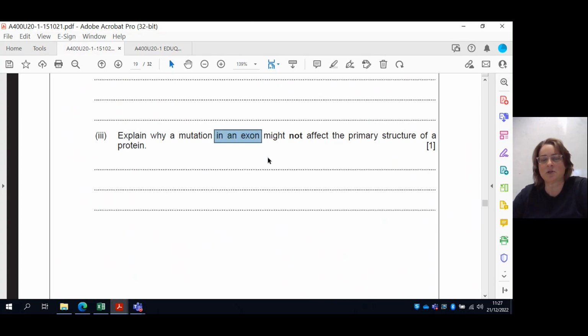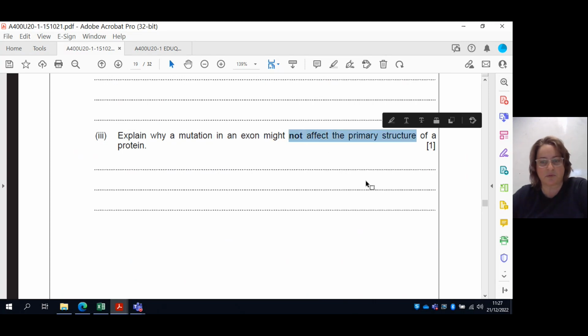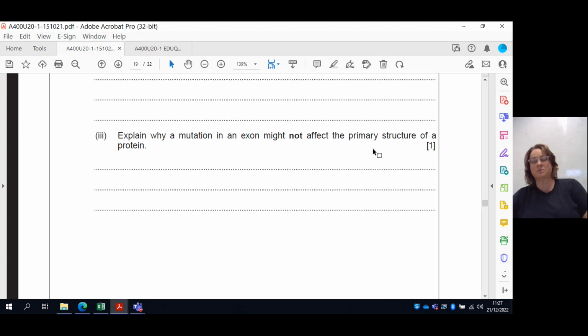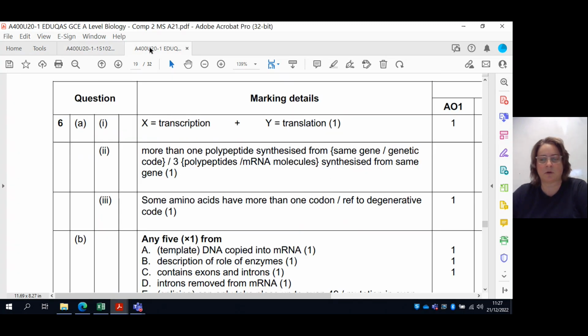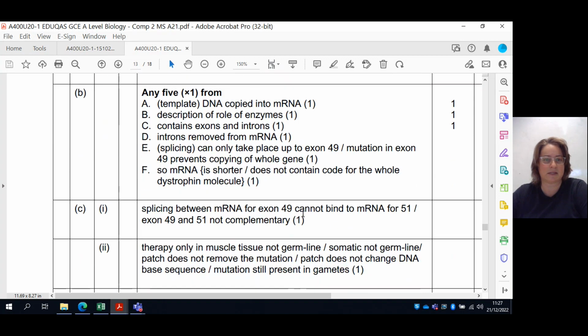This is not a mutation in an intron. You can't say it's going to be spliced away and it's going to get lost. Exons are the coding regions. So how can a mutation in an exon still not be visible, still not affect the primary structure? These are the silent mutations you're getting because of the degenerate code, because you've got several codons coding for the same amino acid. So from the 64 combinations that you get between your 4 bases and then actually only coding for 20 or so amino acids. So the degenerate code, or having more than one codon coding for the same amino acid.